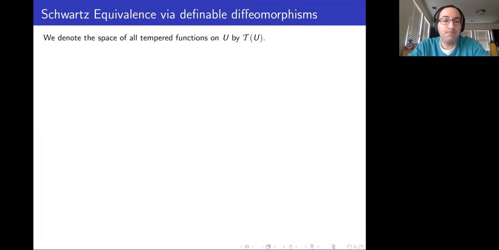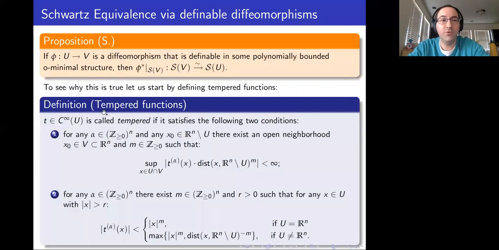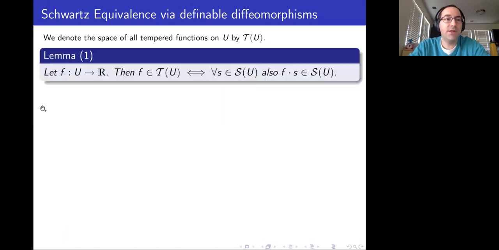And the space of tempered functions is denoted by T. So we want to prove this lemma. We want to prove the lemma that if we have a definable diffeomorphism in some polynomial bounded o-minimal structure, then it always induces Schwartz equivalence. Okay, great. So let's see what we have. We'll need 3 lemmas, and then everything will be very easy.